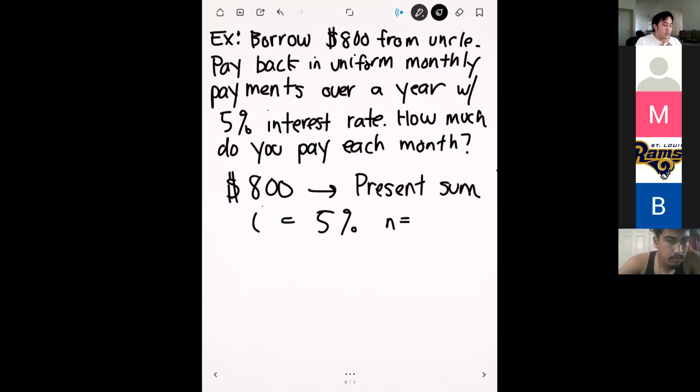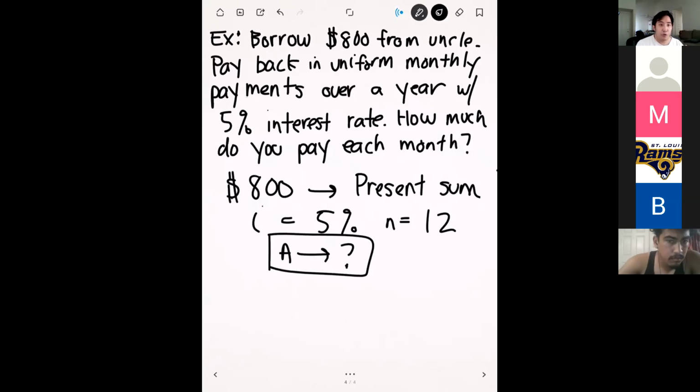And then the number of periods, it's not explicitly said in the problem, but we can compute it. Your uncle says you have to give him a payment every month, and this has to occur over a year. We say that there's 12 months in a year, so n is going to equal 12 in this case. And then what we want to compute is the uniform amount that we have to pay our uncle every month.